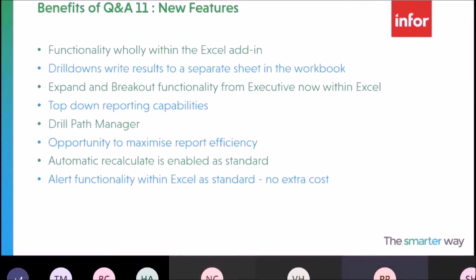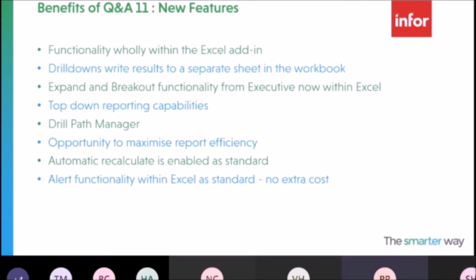In Q&A 10, you've always been able to do drill downs. But the negative was that when you did a drill down, it would pop up as a separate box in your workbook. That's actually been changed by Infor, so that now when you drill down on your data, it populates a separate worksheet in the workbook. This means when you distribute the workbook to other users who perhaps don't have Q&A, they can still see the results of the drill down. So that's one fundamental change.